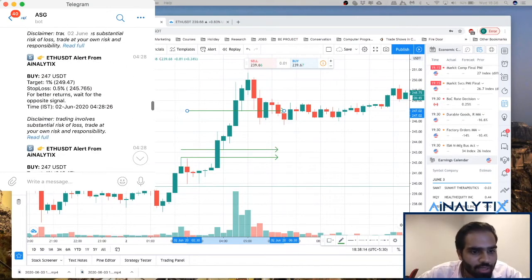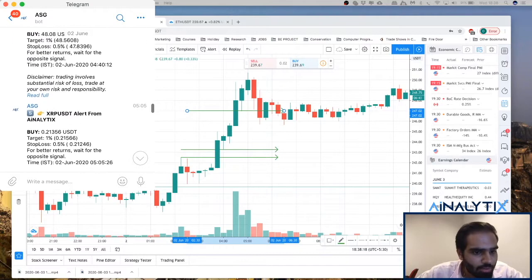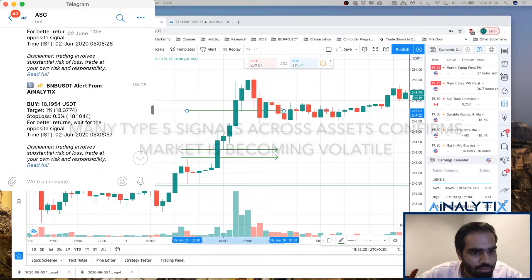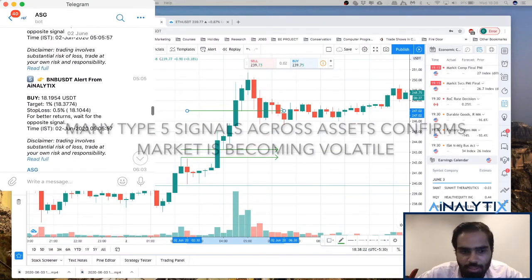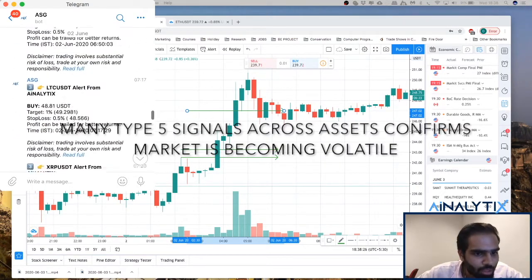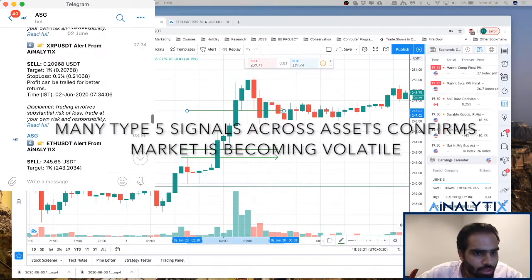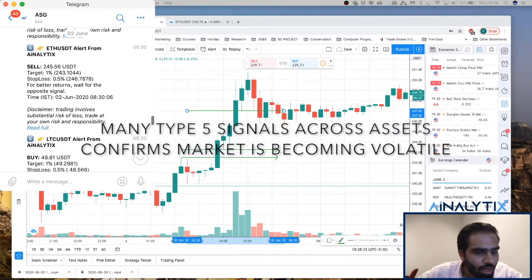Now we need to find a signal that closes our trades. We haven't really found anything. There are a lot of type 5 signals, which basically means that the market was really volatile on the 2nd of June. So yeah, we're still looking for our sell.